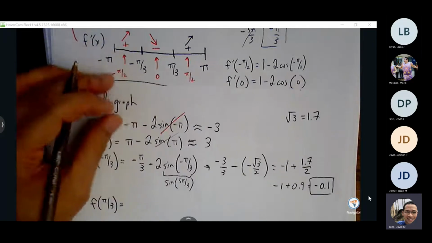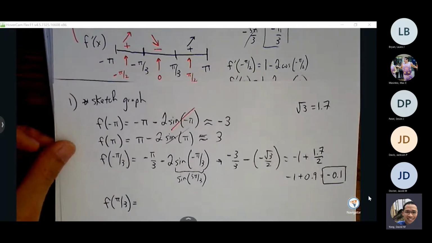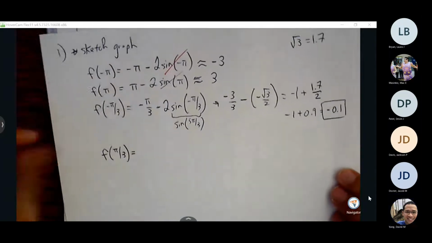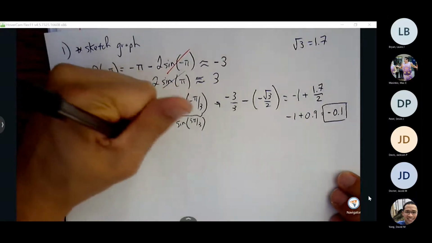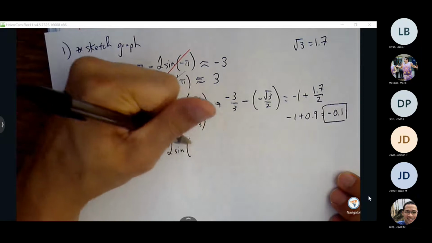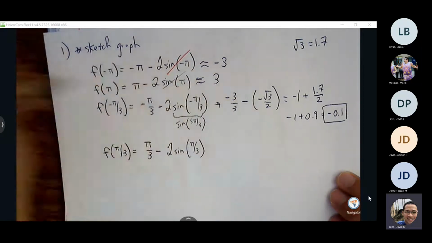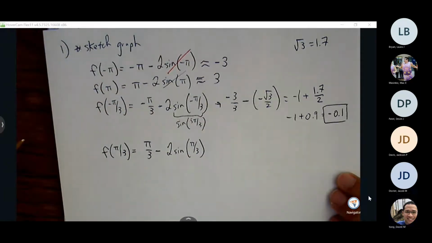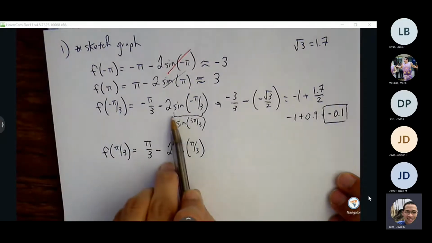Okay, the other relative extrema is at pi over 3. Yes. In the last one, where did 2 go? Oh, yeah, I need to include that too. Sorry about that. Thank you.